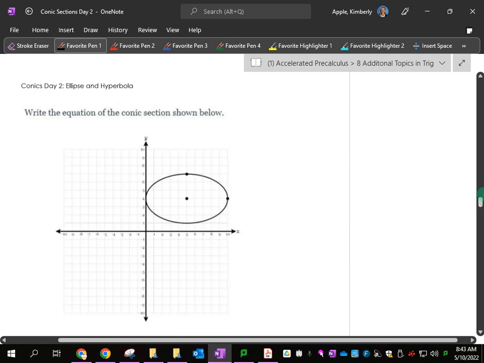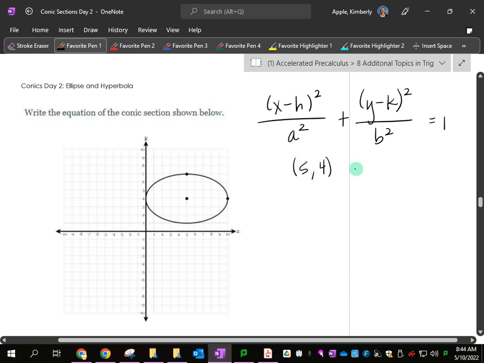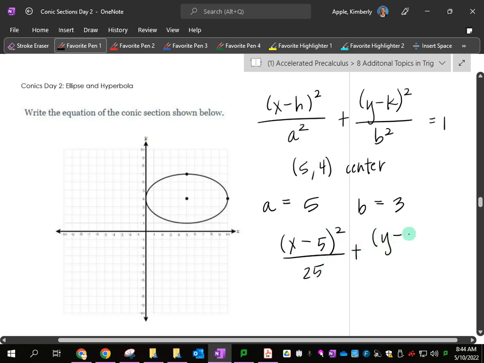Fantastic. All right, let's do this one. This one is horizontally oriented, so it's going to be slightly different. This will be x minus h, and I'm glad you figured it out now instead of later. So this will be a on bottom plus y minus k squared over b squared equals 1. We've got a center of 5, 4. What's a? 5. That's your major axis. What's b? 3. Very good. So we'll write x minus 5 squared over 25 plus y minus 3 all squared over 9 equals 1.